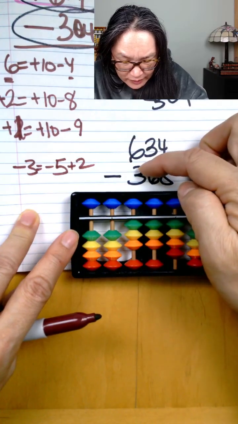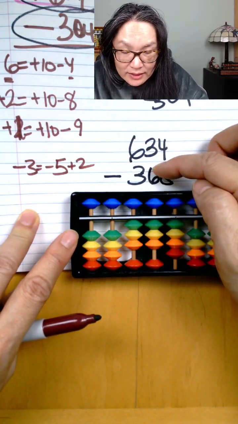So minus the 5 plus the 2. So I did my 3. That's my 3. Now I do 6. I take away the 6.